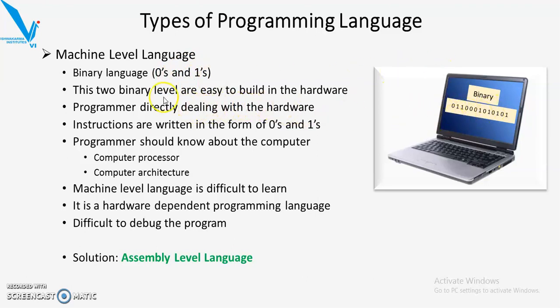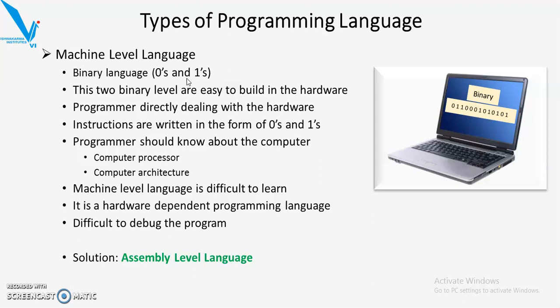These two binary levels are easy to build in the hardware. If we consider the example, if current is flowing through a wire, we will call it a 1. And if current is not passing through the wire, we call it a 0. So this binary language is used. The specific patterns of zeros and ones are called machine level language. In short, the language which is understood by the computer is called machine level language.